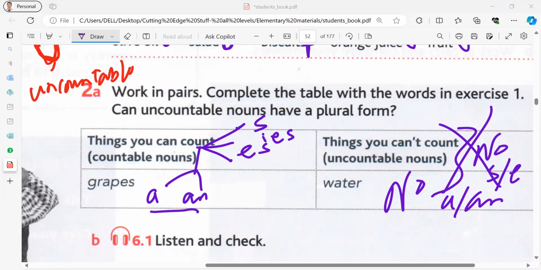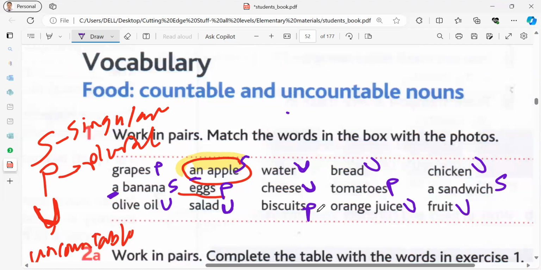Unit 6, recording 1. Countable nouns. Grapes. Mm-hmm. An apple. An apple. A banana. Banana. Eggs. Eggs. Tomatoes. Tomatoes. A sandwich. A sandwich. Biscuits. Biscuits. Uncountable nouns. Oh, great, yeah, شباب, huh?